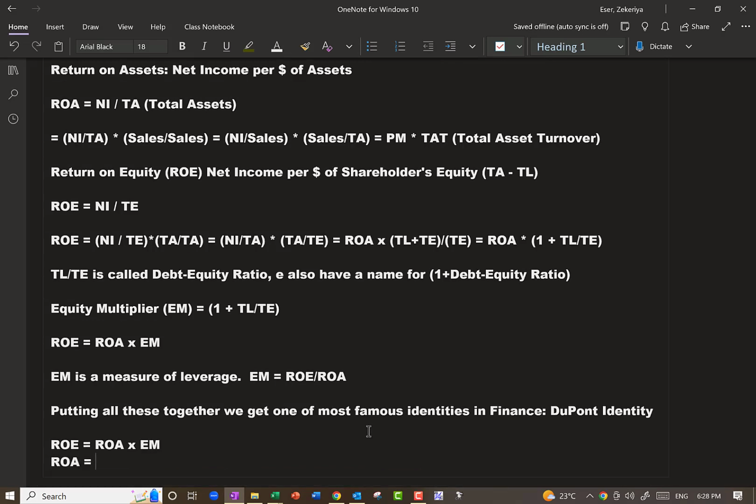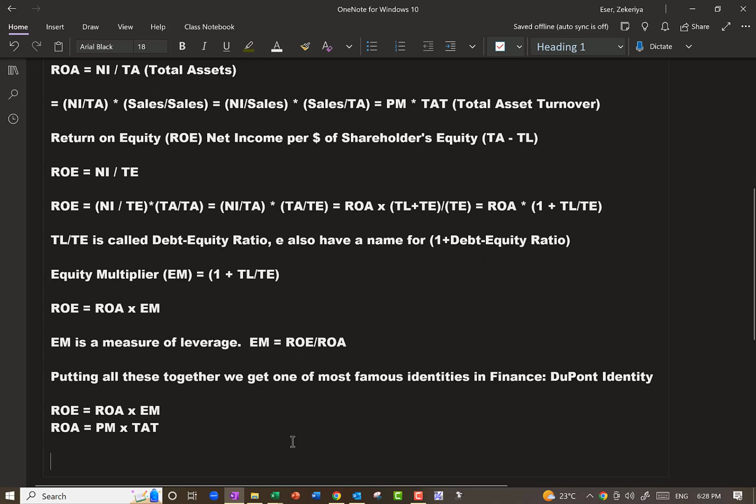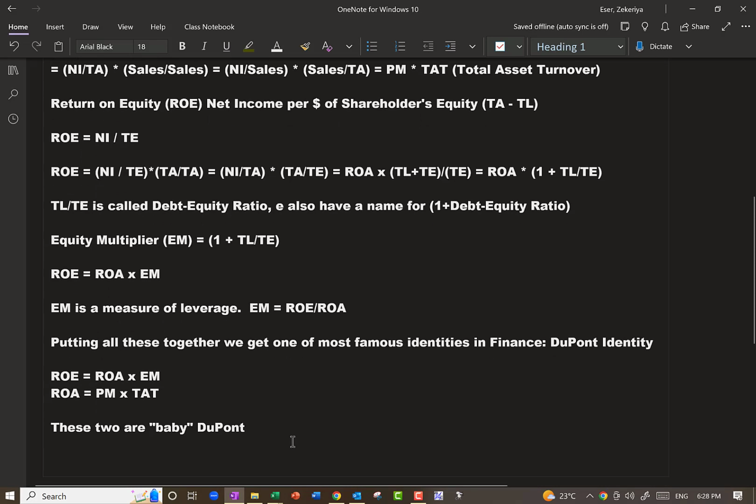ROA equals PM times TAT. So these two are baby DuPont, and putting those together, you can write return on equity as a product of three factors: profit margin, TAT, and EM.